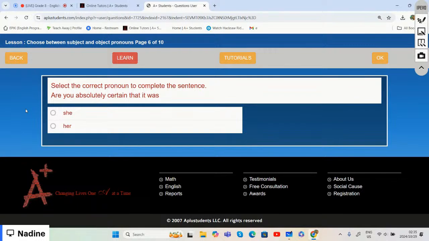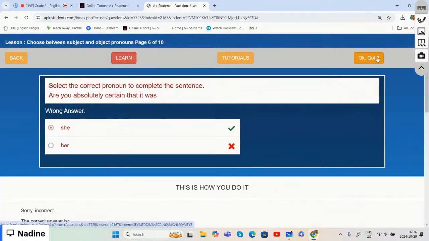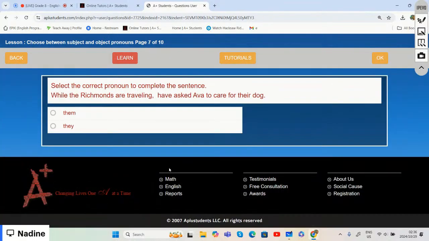And if we were to select the correct answer or the pronoun, we would say, are you absolutely certain it was her? Option two is, it was she. Usually she is at the beginning of a sentence because it is a subject pronoun. I'm just as lost as you are. All right, we're going to the next one.